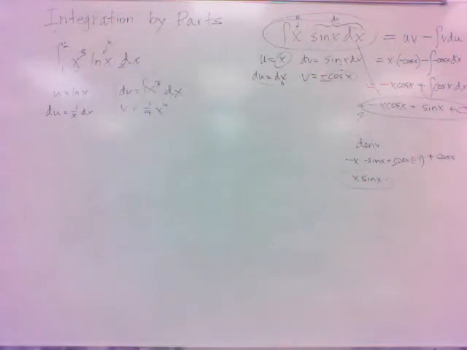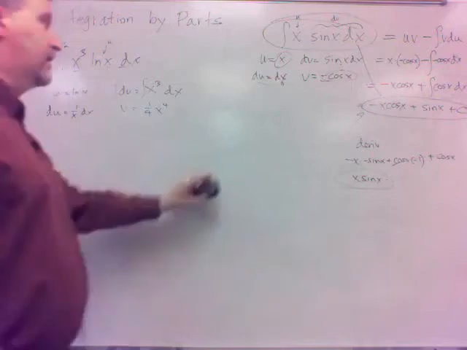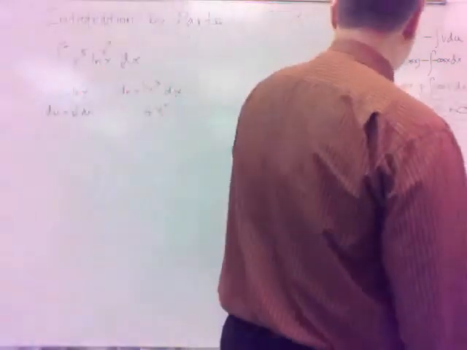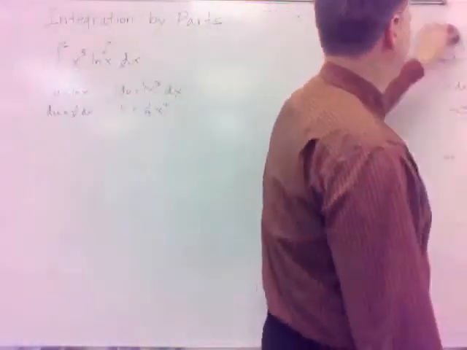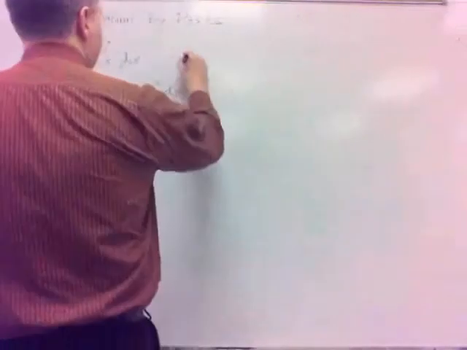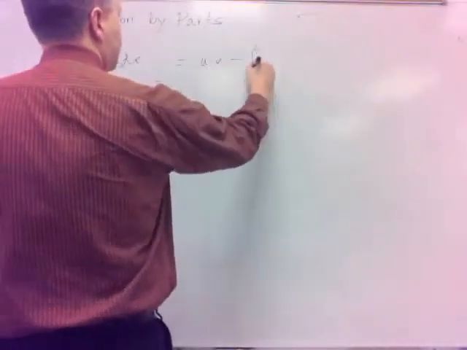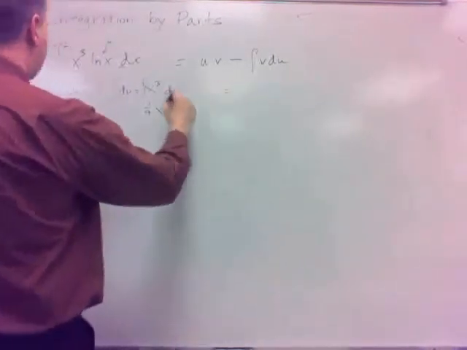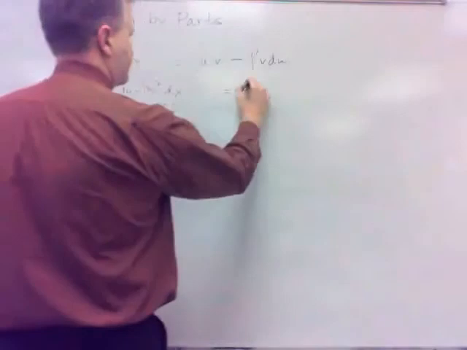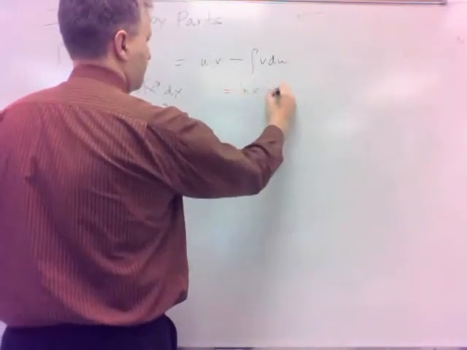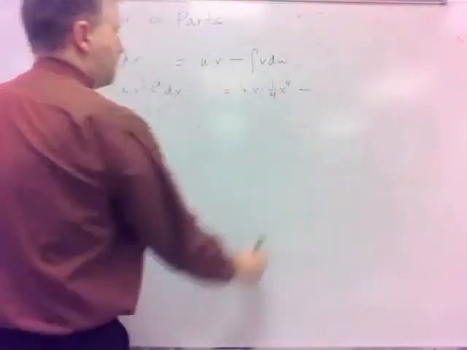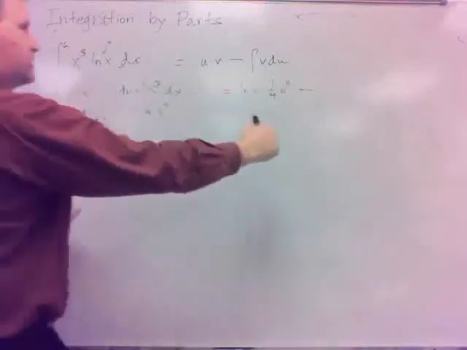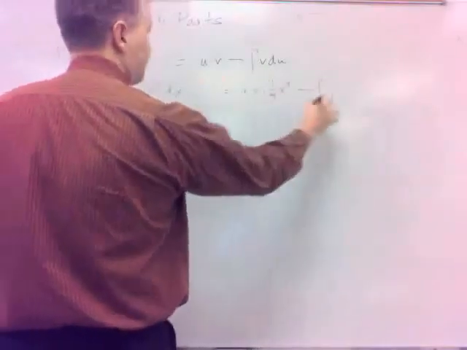So let's see how this works out. Sometimes it may not work out with parts either, but it will this time. So the parts formula is what? It's u times v minus the integral of v du. That's what you have to remember. U times v minus the integral of v du. So in this case, what is it? U times v, so I take ln of x times 1/4 x to the 4th, minus then the integral of v du. That would be the integral, v is 1/4 x to the 4th.